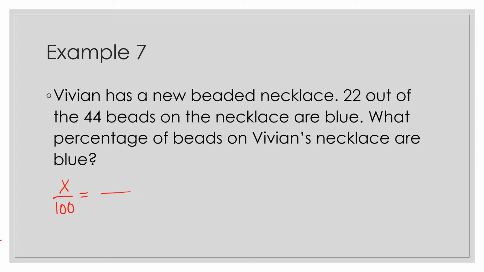And 22 would be your part, or your is, out of the 44. And you could cross multiply from that point. Or you could just do 22 divided by 44, which is the same as 22 over 44, and that gives you 0.5. So 0.5 as a decimal is 50%. So 50% of the beads on the necklace are blue.